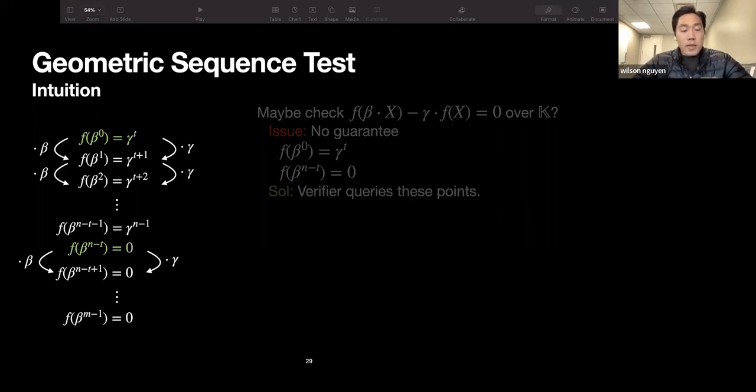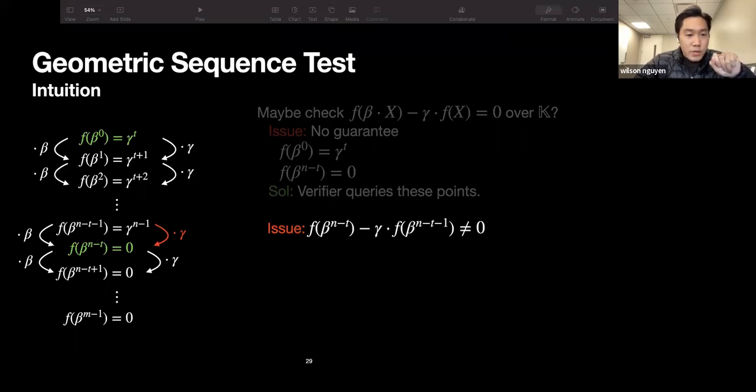So now that we know that the starting elements are gamma to t and 0, and we know that every previous element must be the next times gamma. So maybe we're done here, but there's also another issue. And that's that the inductive argument breaks on these transition areas between the two geometric sequences.